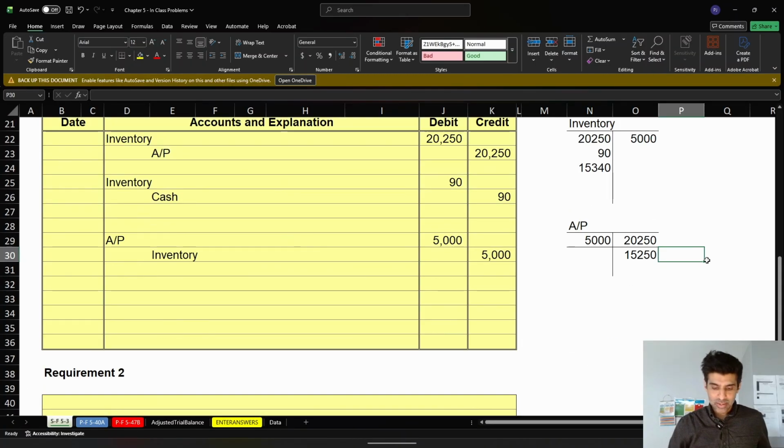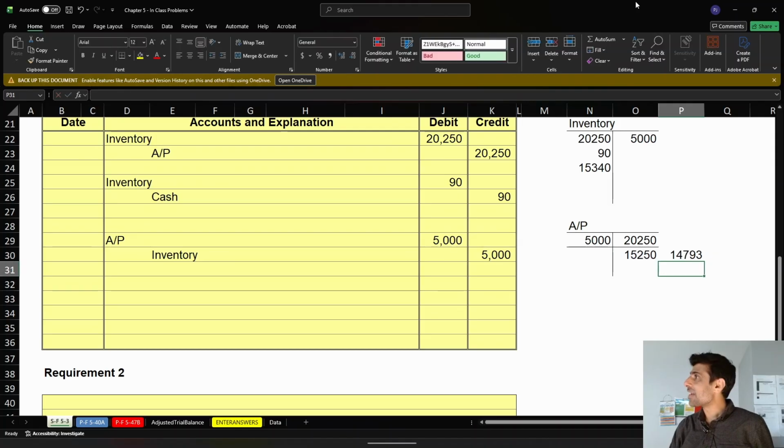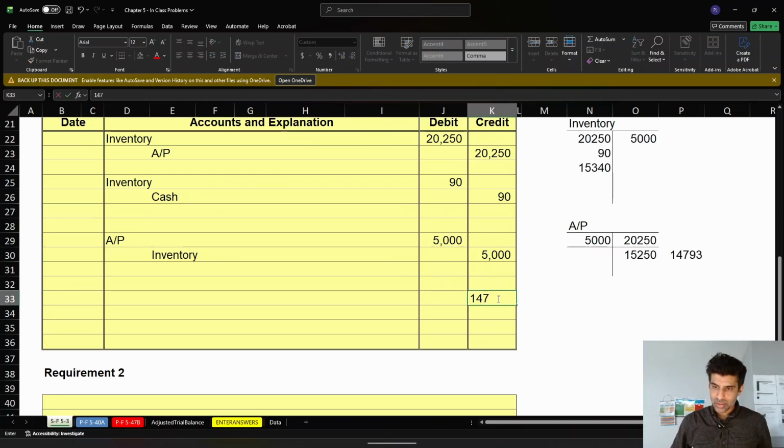So what do I multiply this by to get how much I'm actually going to pay? You can do times 1 minus the discount. It's the same as 0.97. We're all good with decimals, and okay, so that's how much cash I'm going to pay. Okay, so I know I'm going to credit cash.